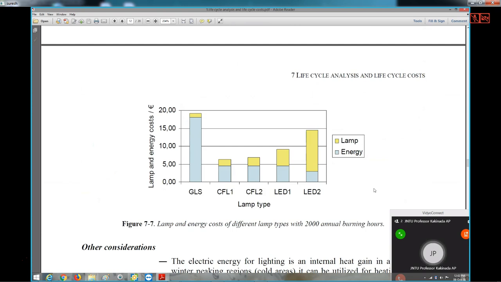Then coming to lamp type and lamp energy costs, we are going to compare. The GSL lamp, that is the incandescent lamp, has energy consumption costs shown in blue, the greenish blue, and lamp cost is shown as yellow. For the CFL 1 category, energy consumption is shown in greenish blue, then lamp cost in yellow. Correspondingly CFL 2, LED 1, LED 2. All these things we are showing in this bar chart.